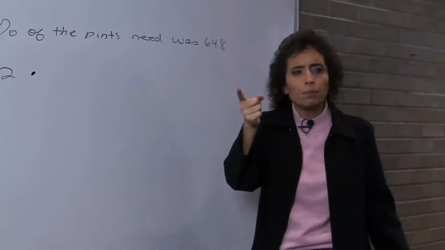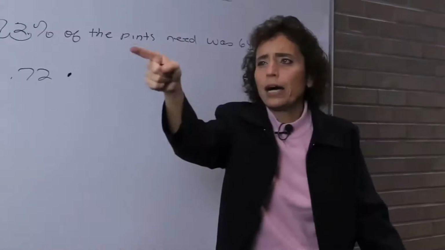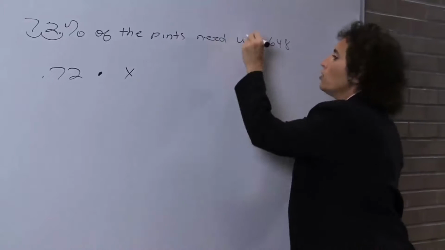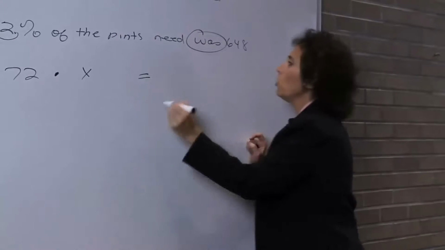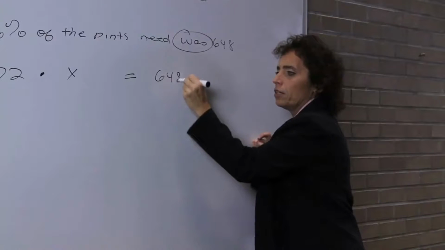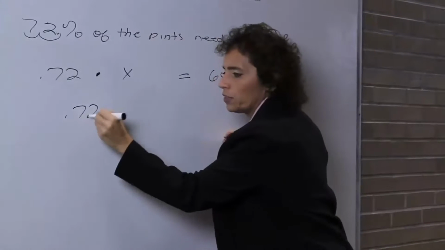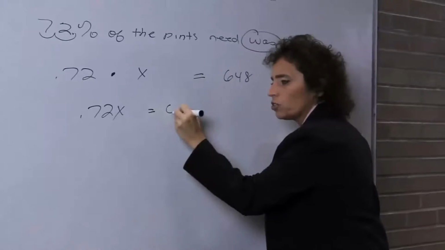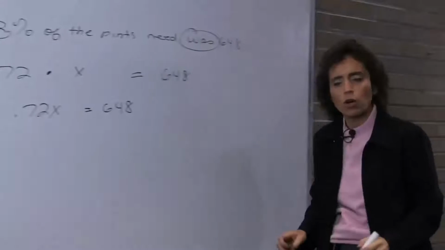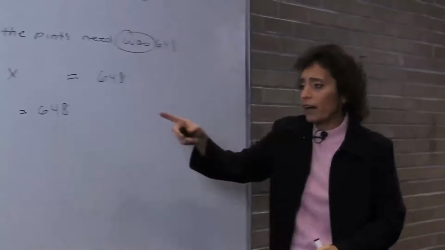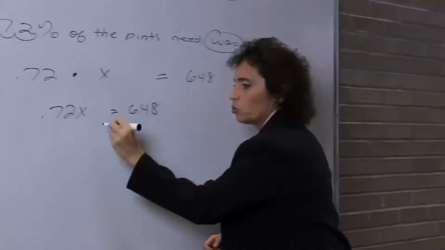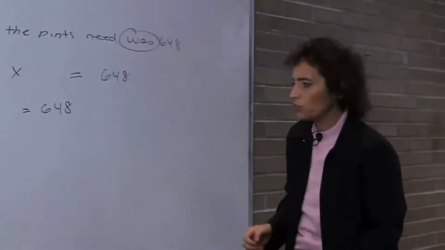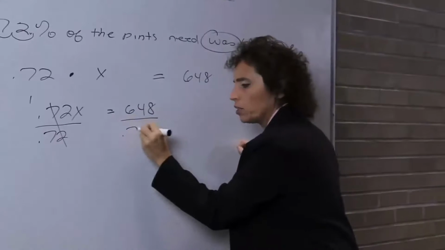Of tells me to multiply the pints needed. Well, I don't know how many pints were needed because that's the question. How many pints of blood were needed? So that's X. There's my keyword again, equals 648. So this is actually just 0.72X. Coefficient of X is 0.72 equals 648. We're on a roll. Okay, so now we have to divide. So we're going to divide by 0.72 because we need this coefficient to be a 1.